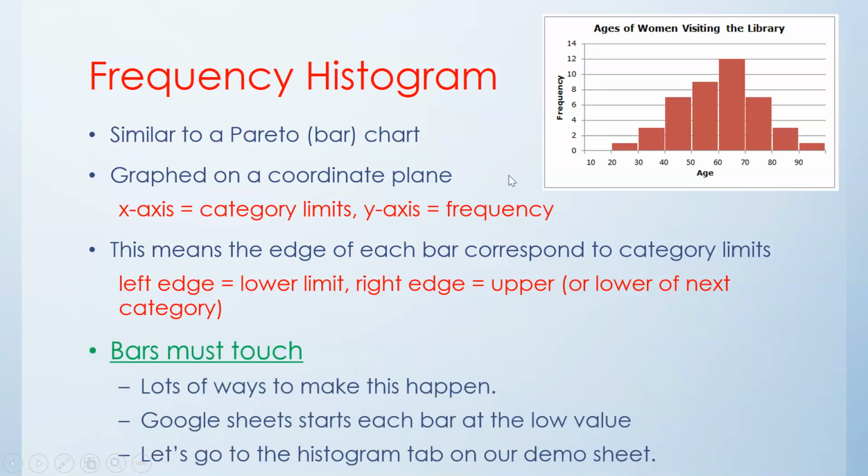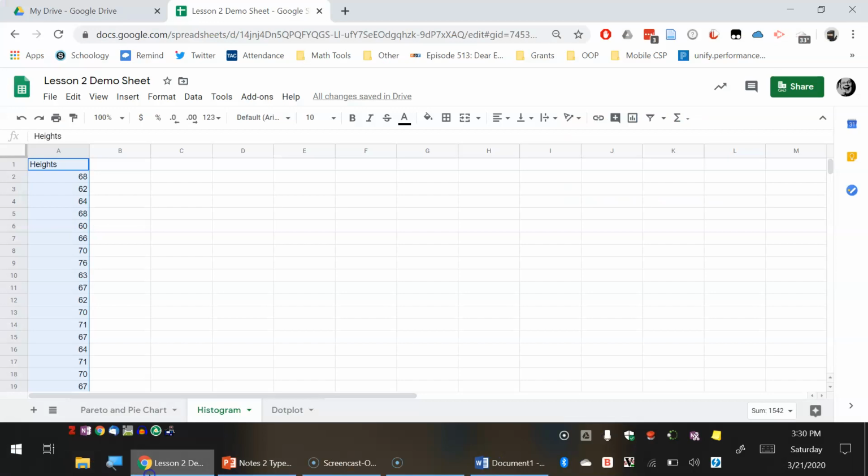Now, to get the bars to touch, there's a lot of ways you can make this happen. The way that we see here is how Google Sheets does it. So let's take a look at that. Escape out and let's flip over to that tab.